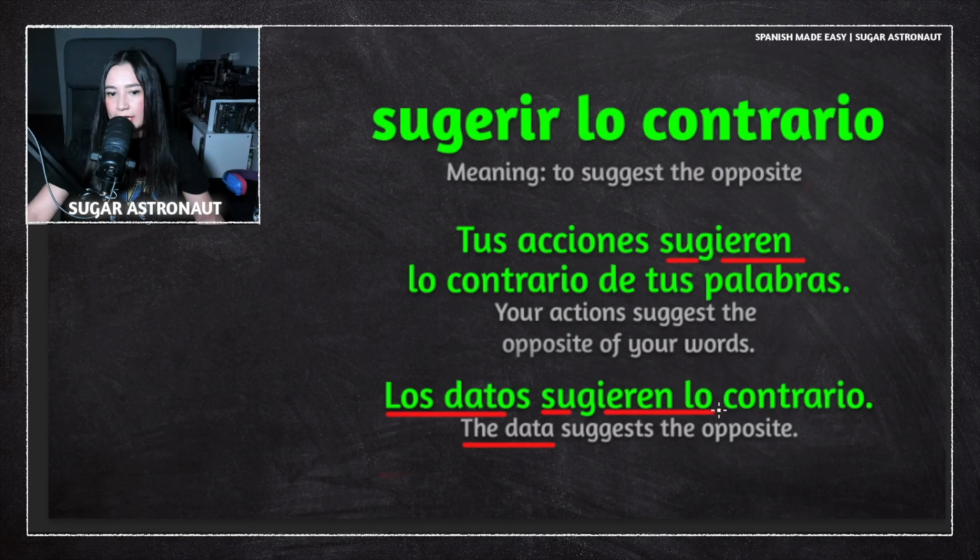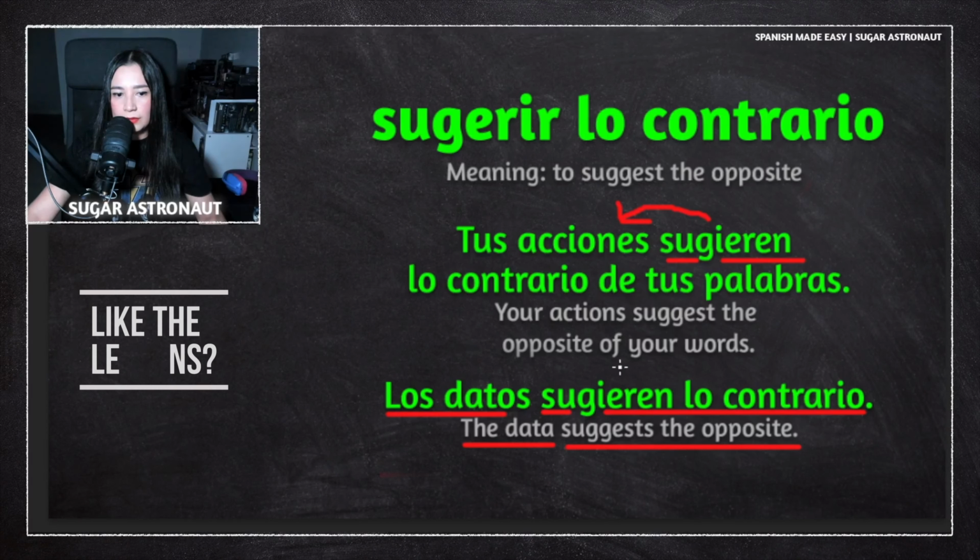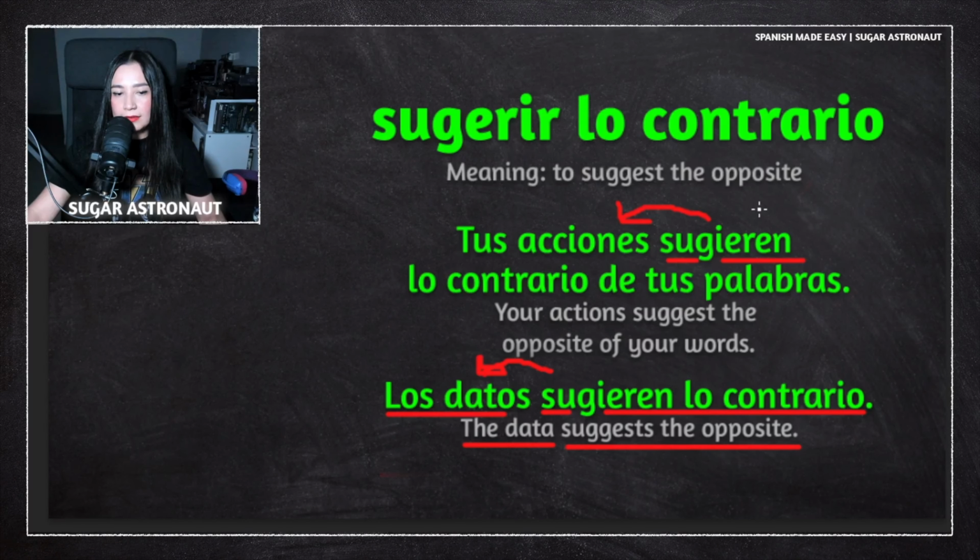Sugieren, we have the whole phrase we're learning. Sugieren lo contrario, suggests the opposite. We have the same conjugation for this, sugieren and sugieren. If you have a plural noun, it's very, very likely that you will use sugieren. Las personas sugieren lo contrario. Tus acciones sugieren lo contrario. Los datos sugieren lo contrario. Ellos sugieren lo contrario. They suggest the opposite. If you have a singular noun, you would just remove the letter N.